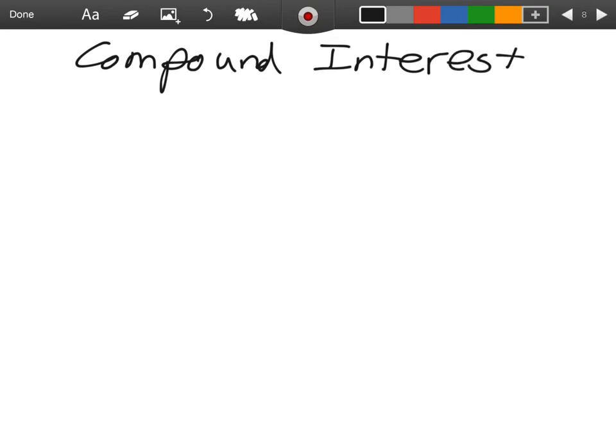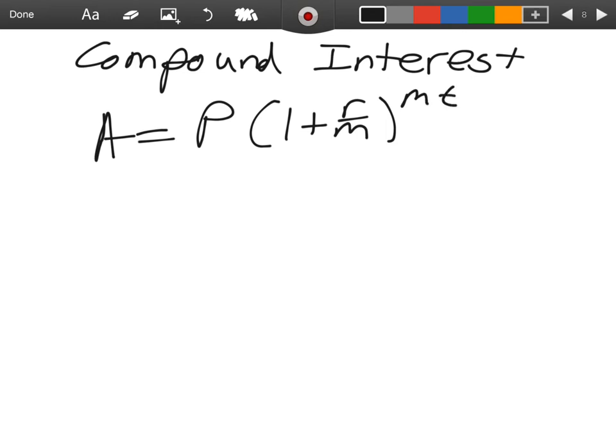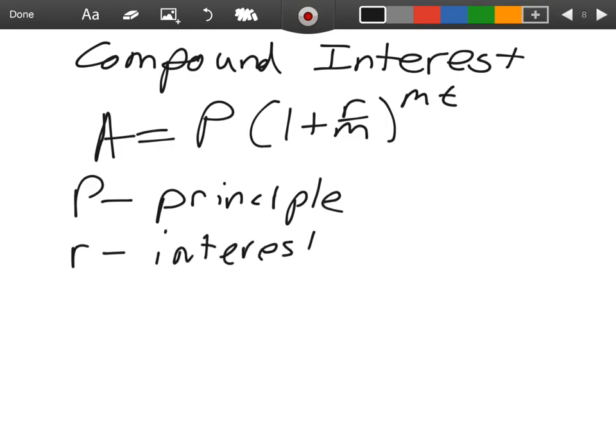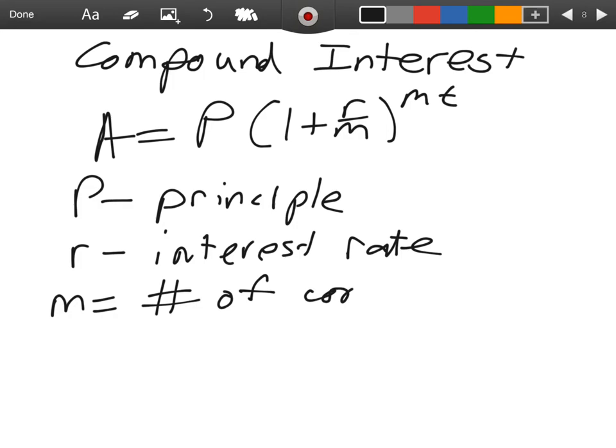Okay, so let's talk about some applications of exponentials, and that's going to be like bank accounts, compound interest. Like a bank account, it figures your interest based on an exponential model. And the formula we're going to use is A equals P times (1 plus R over M) to the MT power, where P is principal. That's how much money you put in. R is interest rate. It's going to be a percentage. M is number of compounds per year. And T is years.